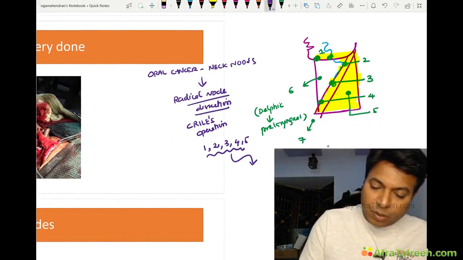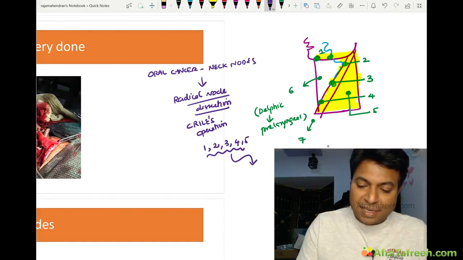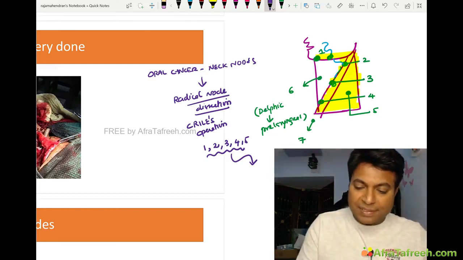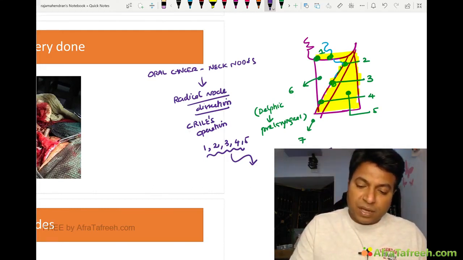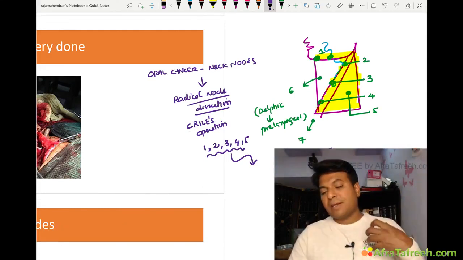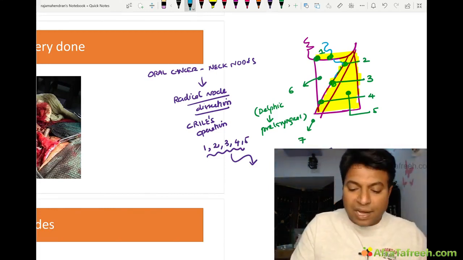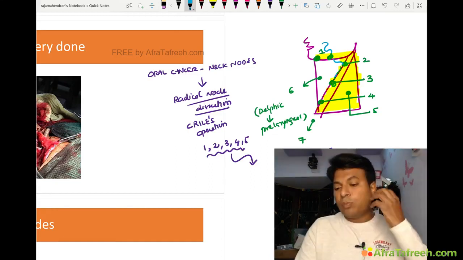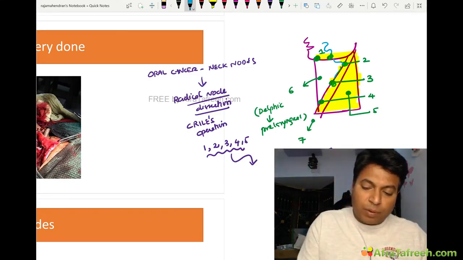What are they? They are known as SIS. You remember them with the mnemonic SIS: spinal accessory nerve, internal jugular vein, sternocleidomastoid muscle. These are the 3 structures removed while doing this operation. And along with that, we also remove the submandibular gland. We also remove part of the parotid gland, not the full gland, but part of the parotid gland is also removed.